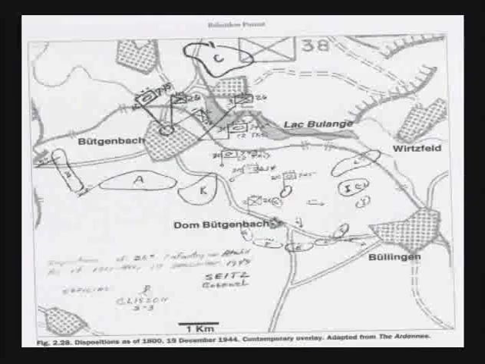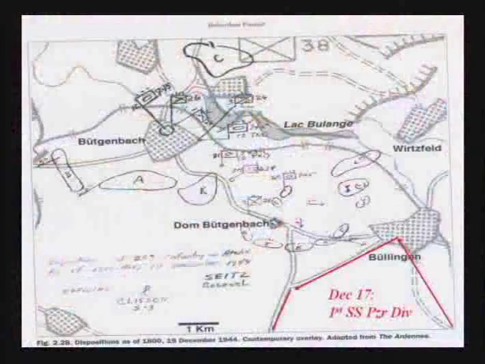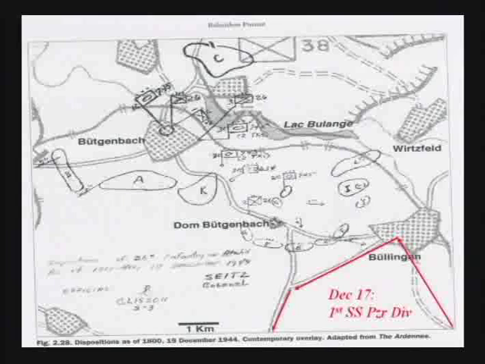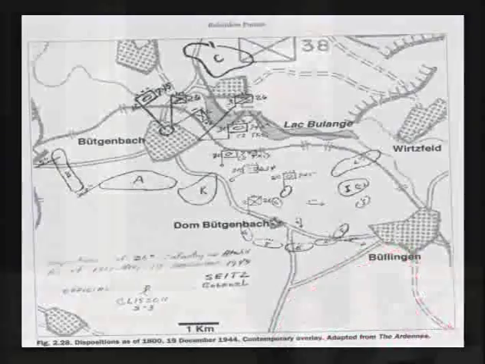And then the fight begins on the 17th of December, when the 1st SS Panzer Division, trying to find its way along Rollbahn D, farther to the south, stumbles into Bullingen, alerts the Americans, but decides they don't want to go that way. They want to get back to where they're supposed to go, and so there's a little firefight, and then they drift off to the south.